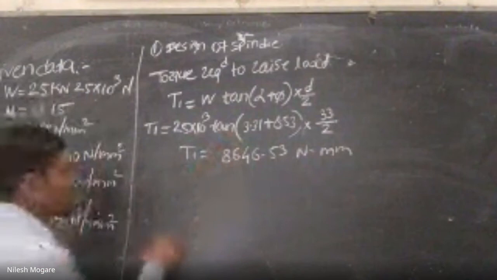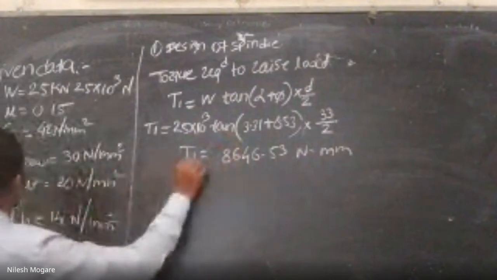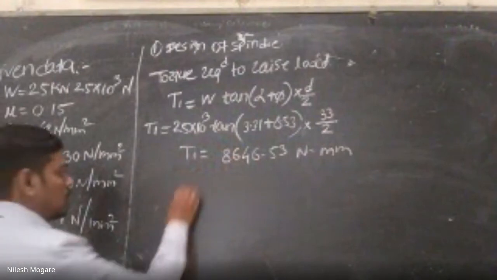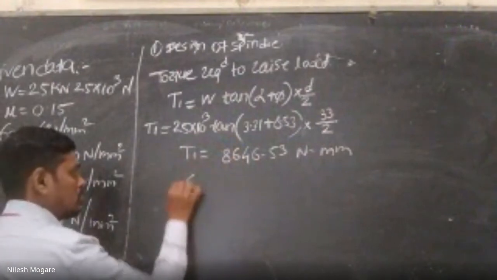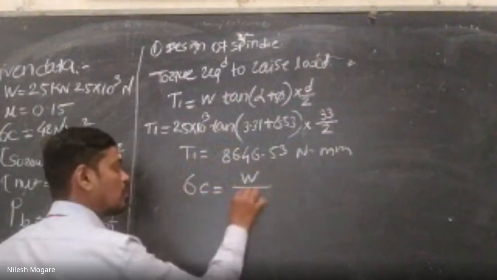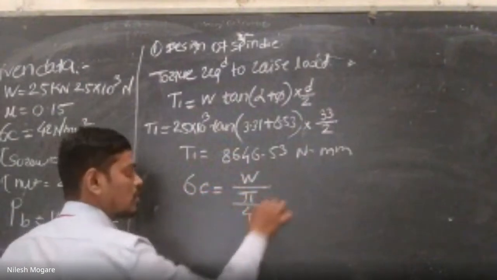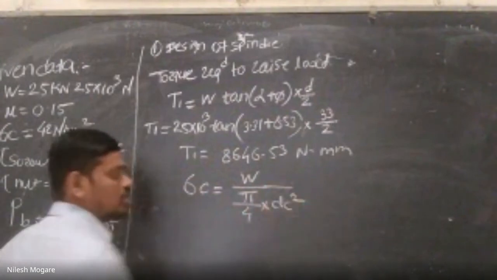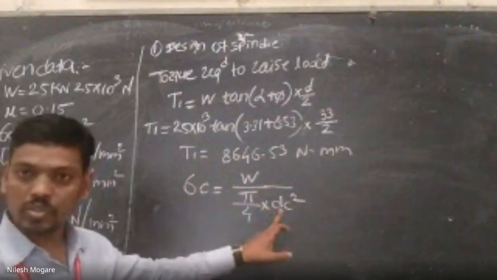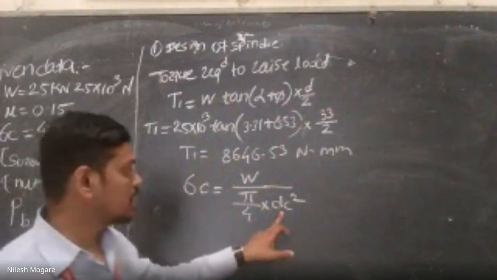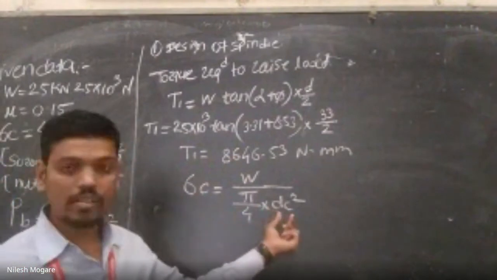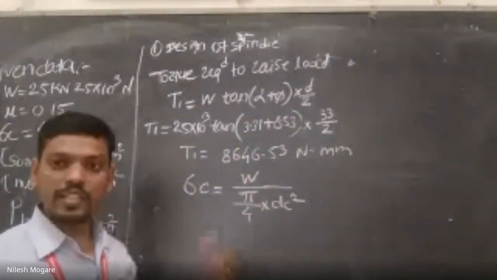Now we have to check the sigma c and tau. Formula is W upon area, that is pi by 4 dc square. So we have to check whether our value of dc, that means core diameter, which we calculated, 30 mm, is correct or not. That means if we take core diameter as 30 mm, then our design is safe or not.